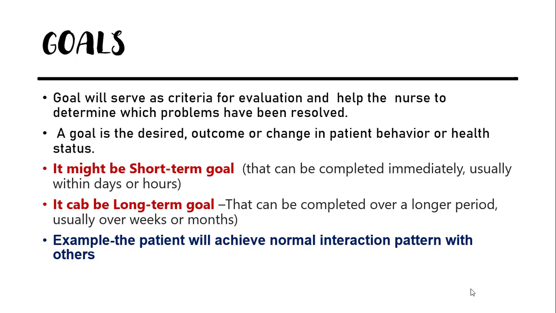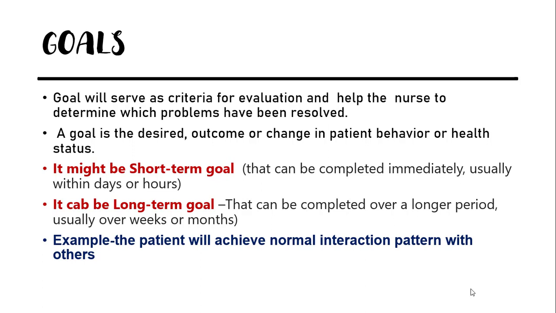There are two types of goal we have, a short-term goal or a long-term goal. From the words themselves, you will understand the meaning. Short-term goal means for a short period of time, so that can be completed immediately, usually within days or hours. Long-term goal means that can be completed over a long period, usually over weeks or months. So either it is a short-term goal or a long-term goal.